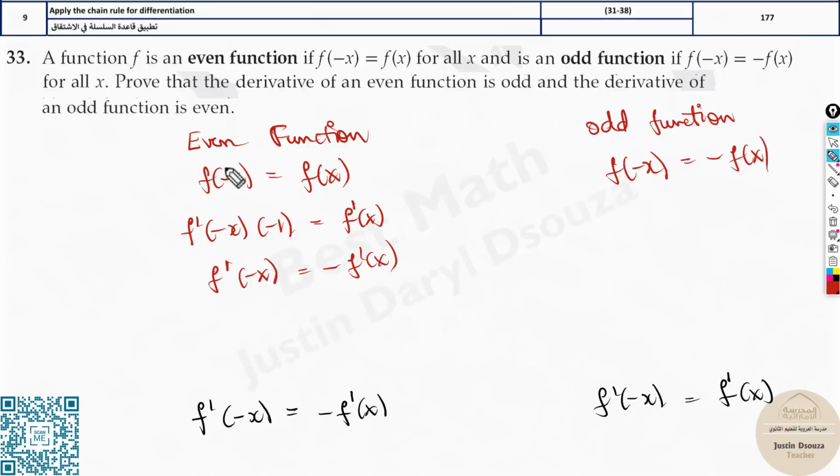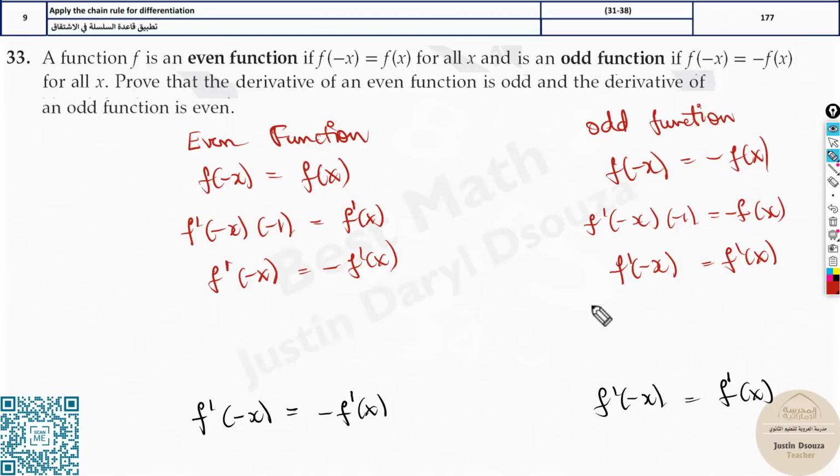See, even function means f of minus x must be equal to f of x, whereas odd function, f of minus x would be equal to minus f of x. Now when we derive this function here, we are getting minus f prime of x. That means, yes, this is odd because minus is there outside. Let's derive this one now. When we derive over here, f prime of minus x multiplied by minus 1 will be equal to minus f prime of x. Multiply throughout by minus 1. It's going to be f prime of minus x equal to f prime of x. Now this right side is even, right? So this is hence proved.